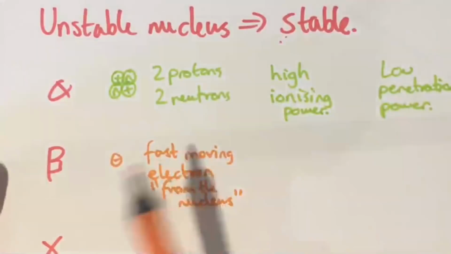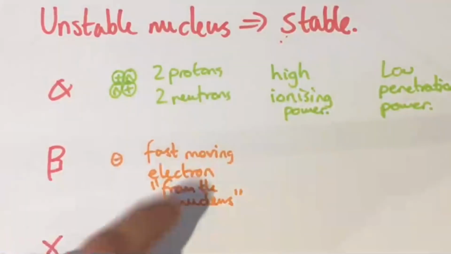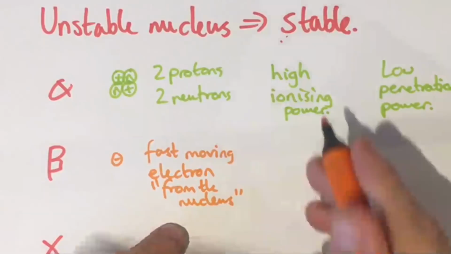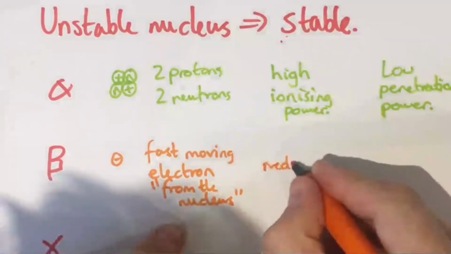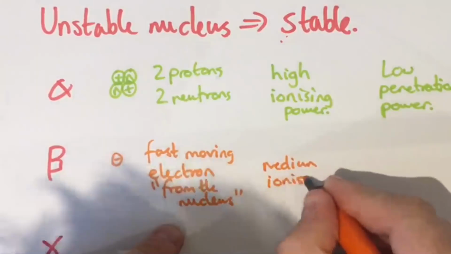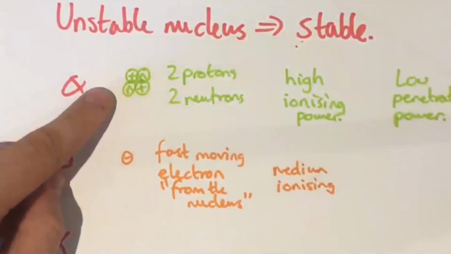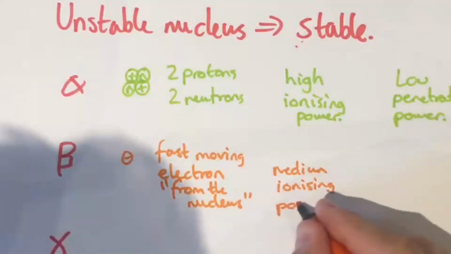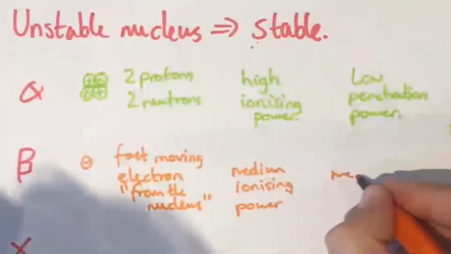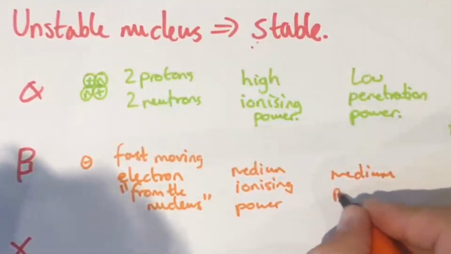Okay, beta, fast-moving electron from the nucleus. This has kind of got a medium of everything. It's got medium ionizing power because it's less of a chunky boy than the alpha nucleus. And it also has medium penetration power.